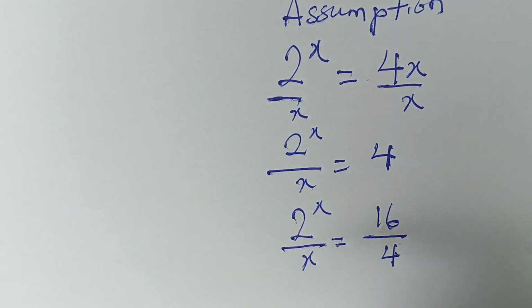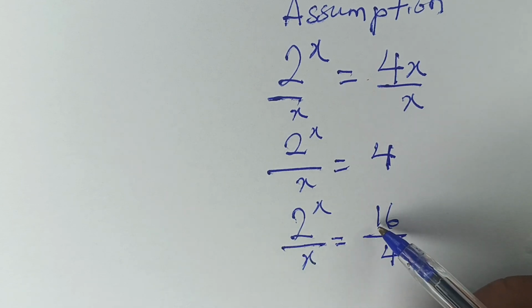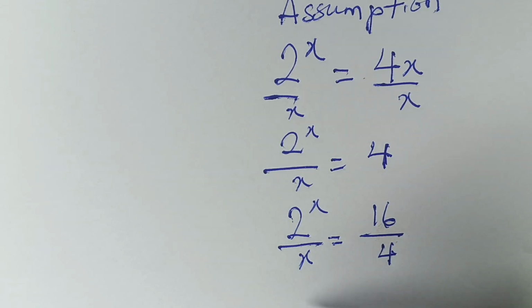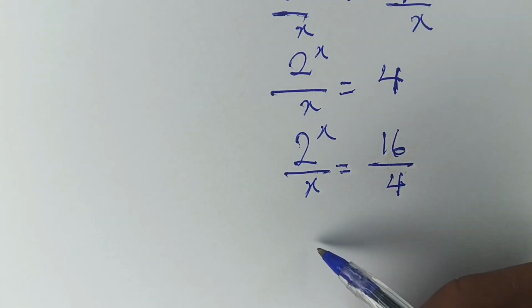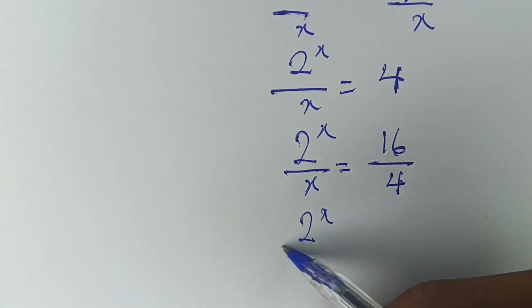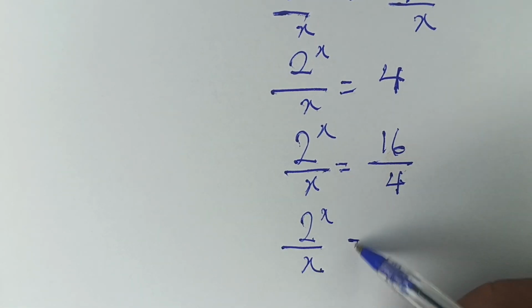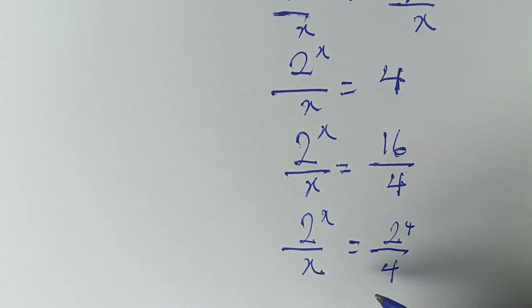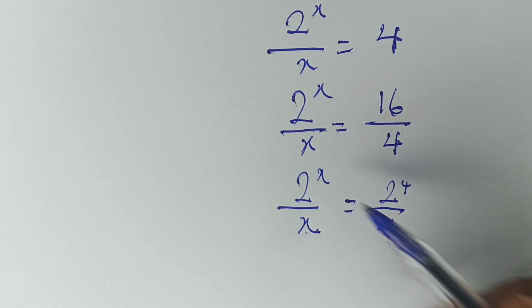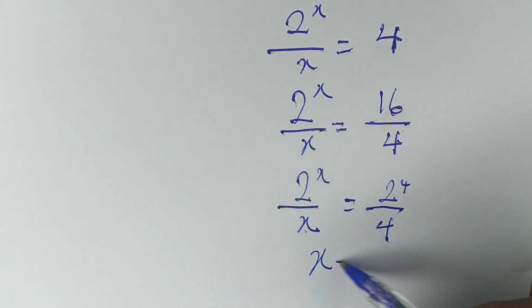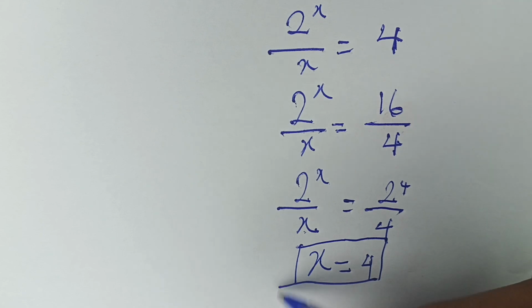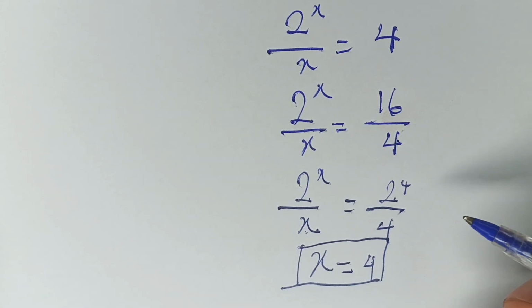Now 16, on the other hand, is 2 raised to power 4. So we can say from here that 2 raised to power x divided by x is equal to 2 raised to power 4 divided by 4. Now let's compare x and 4, so we have that x is equal to 4. This is just one way to solve this, or one way to look at it rather.